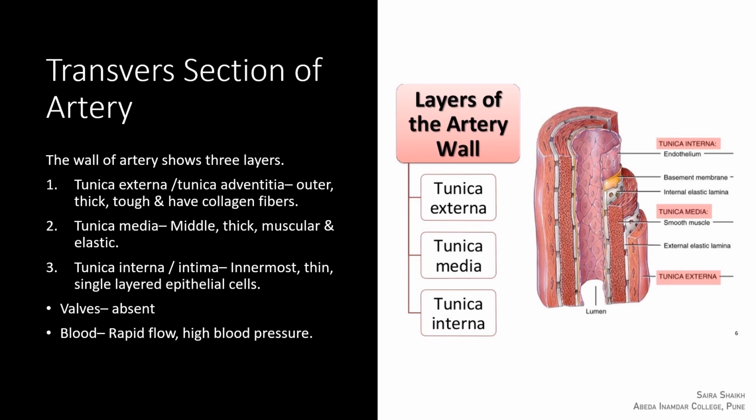The wall of the artery shows three layers. Tunica externa, which is the outermost layer, is also called tunica adventitia. It is a thick and tough layer made up of collagen fibers. It provides protection to the wall. The second layer is the tunica media, the middle layer, and it is muscular as well as elastic. The smooth muscle fibers form the thick structure in the tunica media.